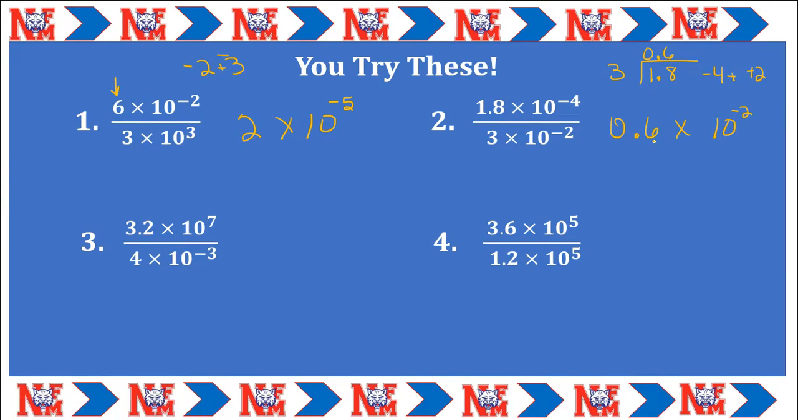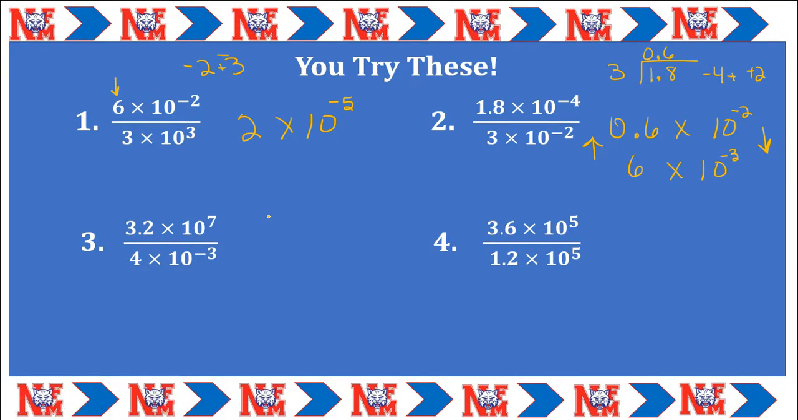Let's make our adjustments. We need a number that's 1 or larger but less than 10. So we are going to increase this to a 6. We move the decimal to the right once. So we decrease our exponent once. So if I increase the left side, I must decrease the right side and go to negative 3.